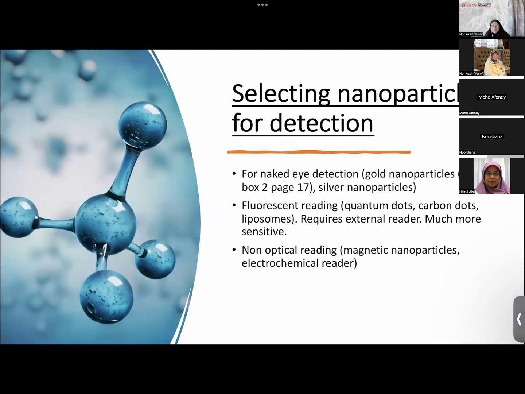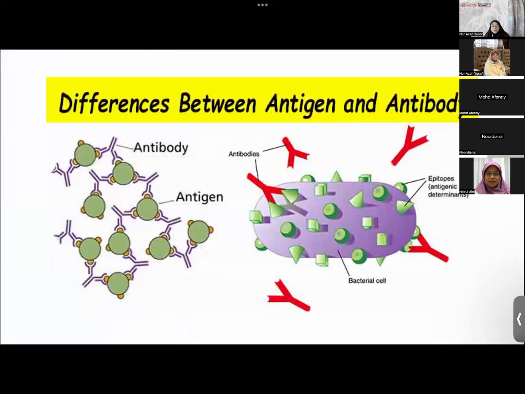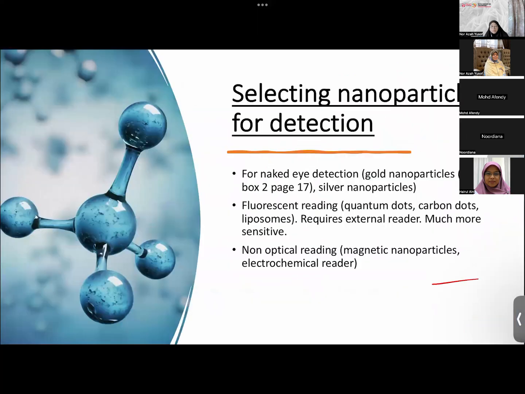Okay, so those are for the suggestion of bio recognition molecule or the bioreceptor. And later I will show you examples of using aptamer and antibody. Of course, aptamer is what we call quite trendy nowadays because aptamer is much cheaper.